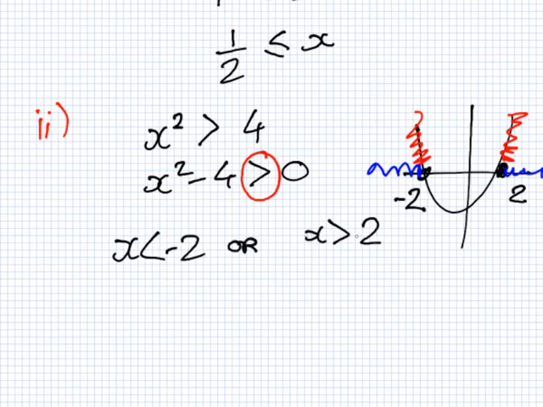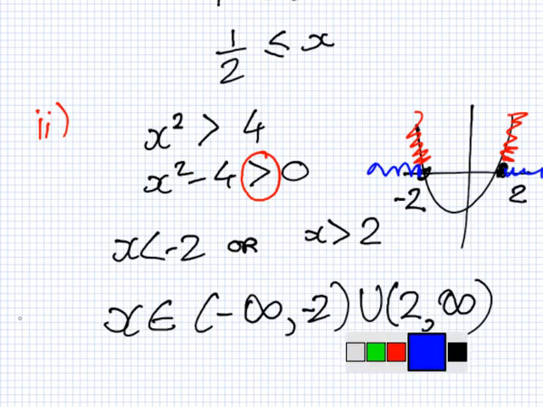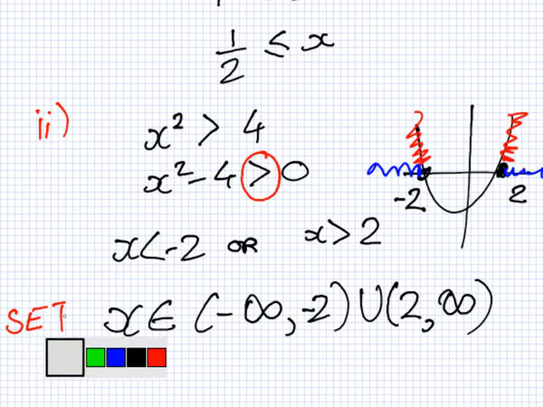If you want to write that as a set, you would write it like this. X belongs to minus infinity to minus 2, or 2 to infinity. Sometimes the question asks for the answer to be as a set. So if it did, it would be like that. Okay.